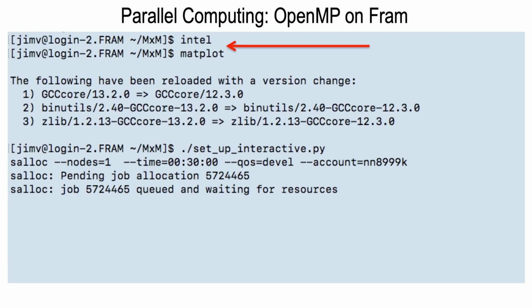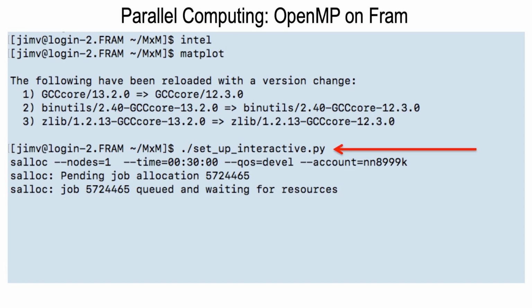To simplify our process, we use the alias intel to access the latest Intel Fortran compiler and the alias matplot to access the newest versions of matplotlib and NumPy modules. This setup eliminates the need to load each component separately, making our workflow more efficient.